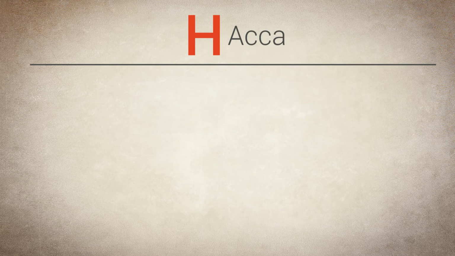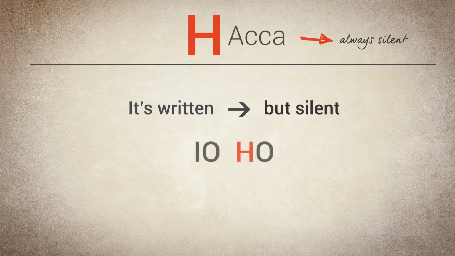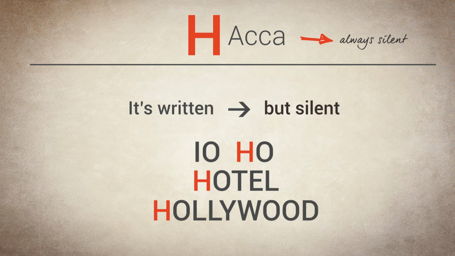Letter H is always silent. It's written in some words, but nonetheless it's silent. For example, I have in Italian is io ho. You see the letter H written, but you don't ever pronounce it. The same thing goes for words hotel or Hollywood.